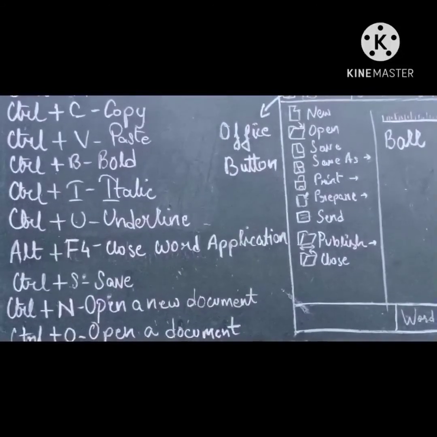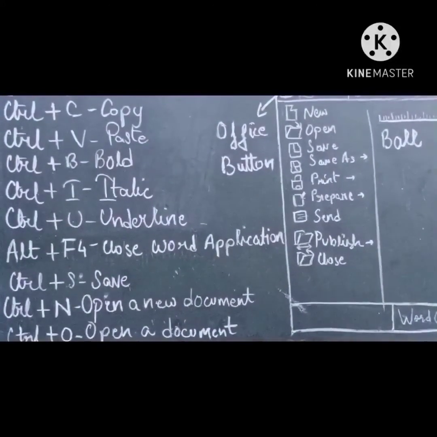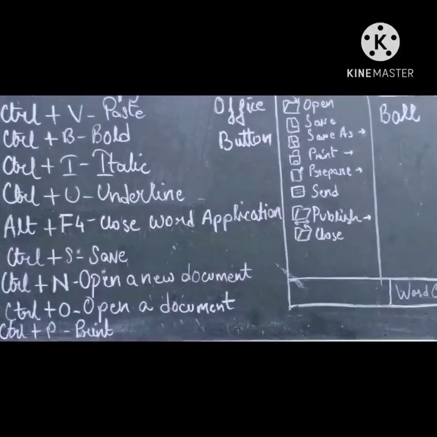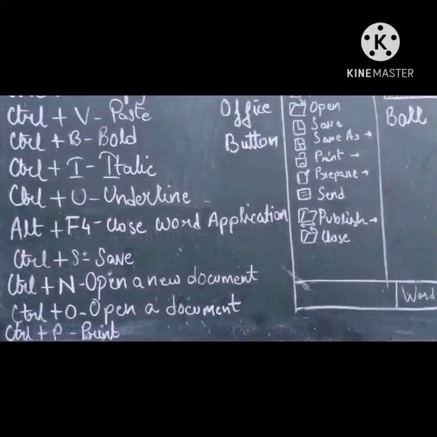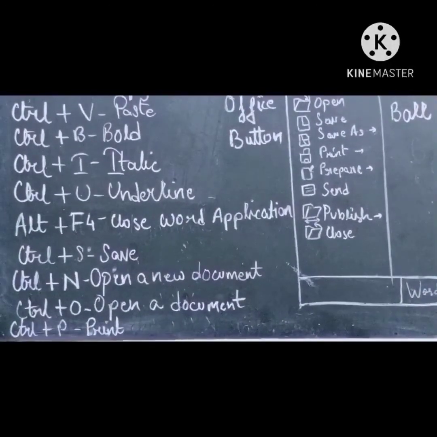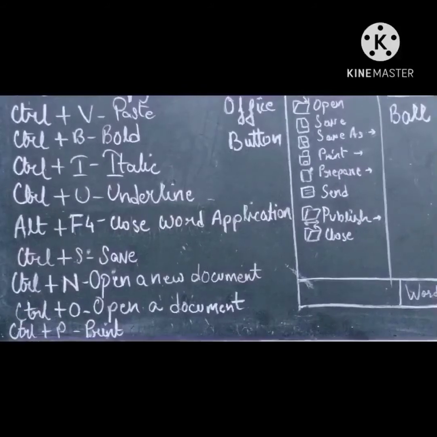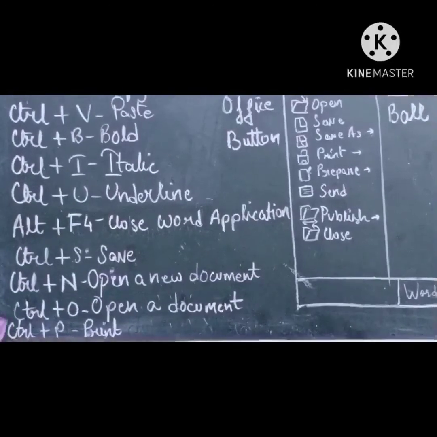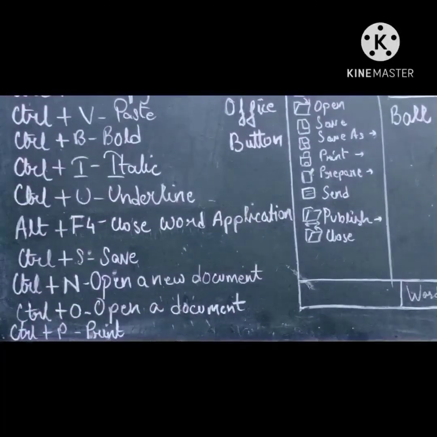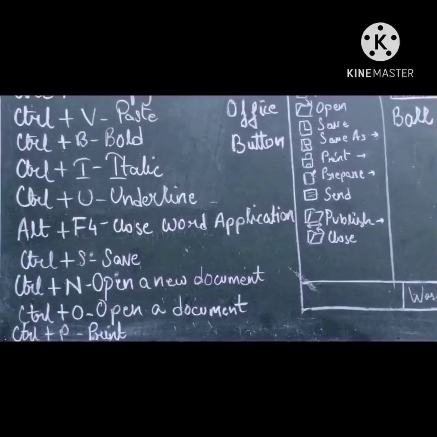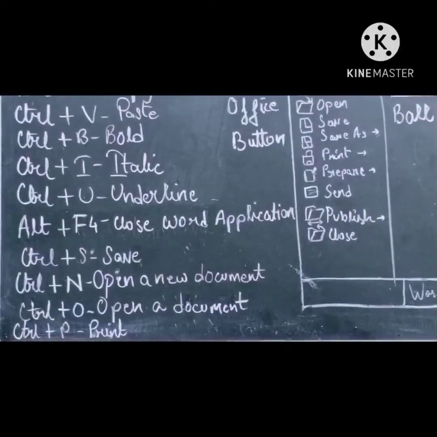Children, if you want to open a new document, then press Ctrl plus N to open a new document. Children, if you want to open any previous file, any previous document which you have typed earlier, then press Ctrl plus O. When you press Ctrl plus O, a dialog box will appear here. Your file names will appear. Select the file which you want to open, click it and then click on the Open option, as I have told you in the practical also.